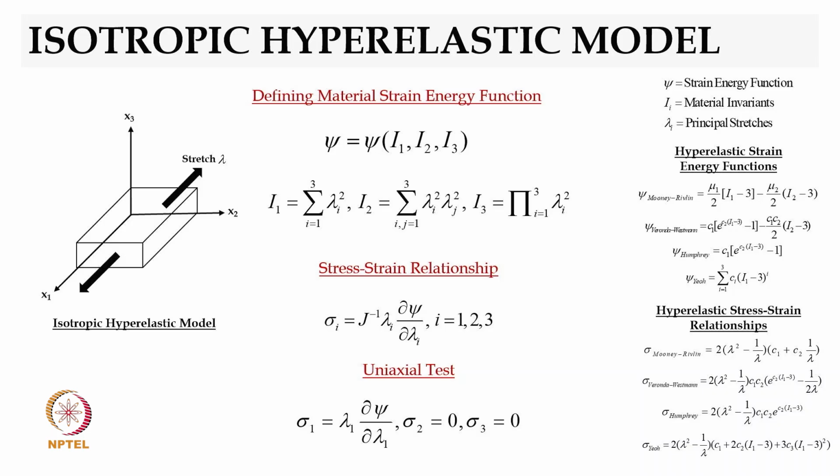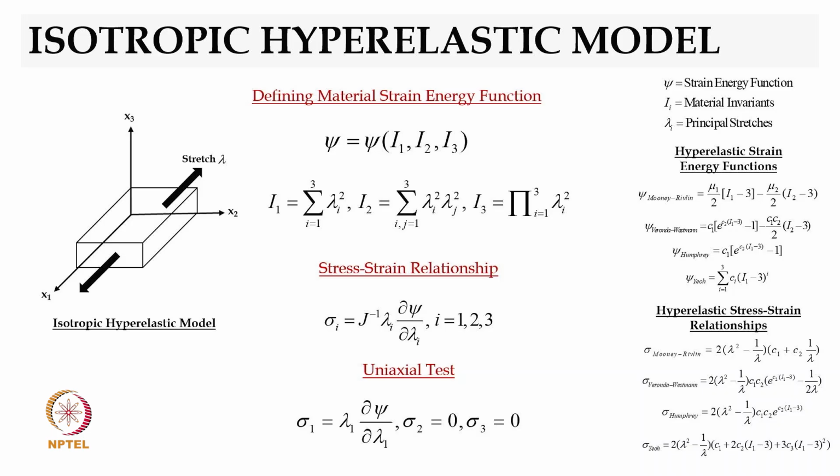Next is I3, which is a product function. It is given by the product over i from 1 to 3 of lambda i square. So I3 is equal to (lambda 1 lambda 2 lambda 3) whole square, the product of all three, or lambda 1 square lambda 2 square lambda 3 square, it's the same thing. So this is what I1, I2 and I3 are.